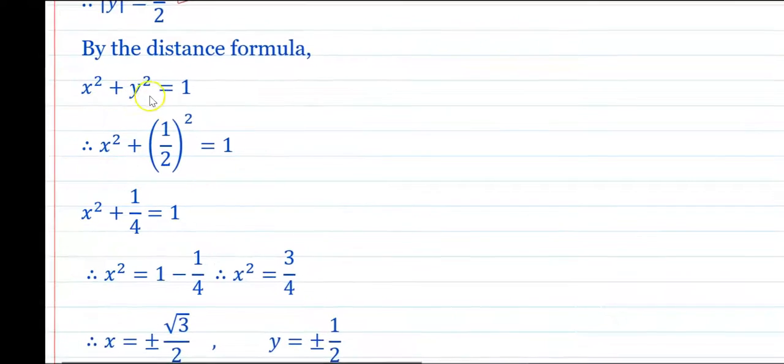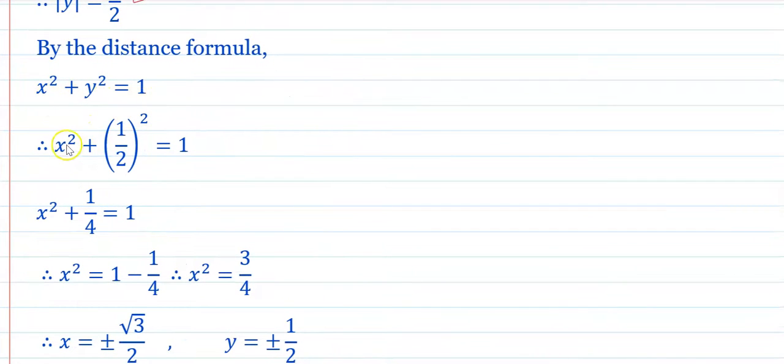Therefore, by the distance formula, x square plus y square is equal to 1. X square plus 1 upon 2 bracket square is equal to 1. X square plus 1 by 4 is equal to 1. Therefore, x square is equal to 1 minus 1 by 4. And if you simplify, then you will get x square is equal to 3 by 4.